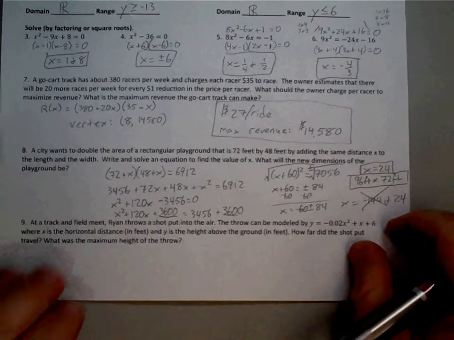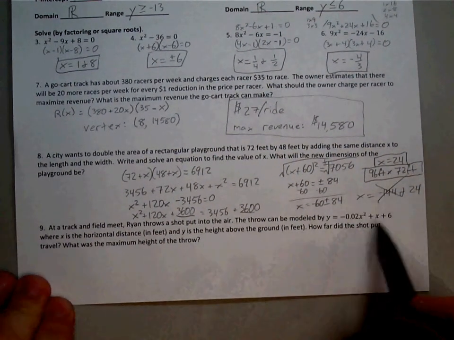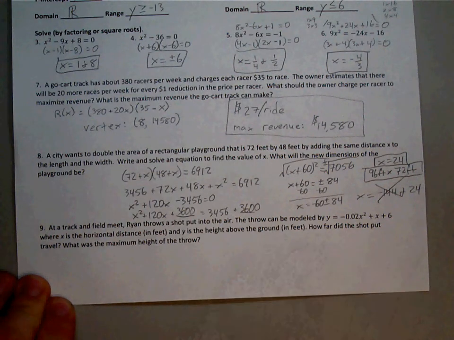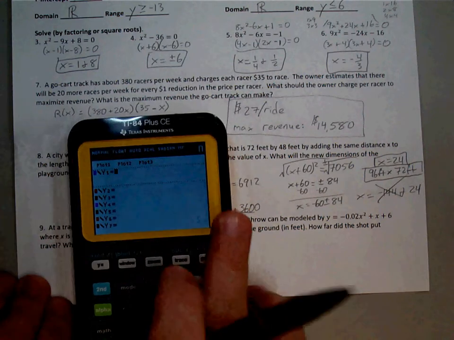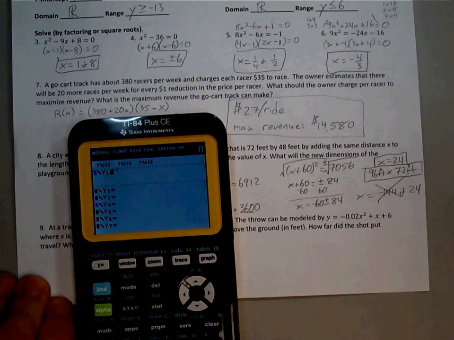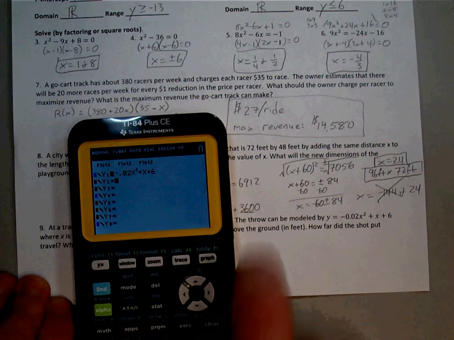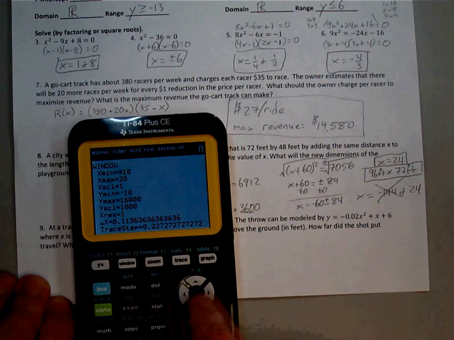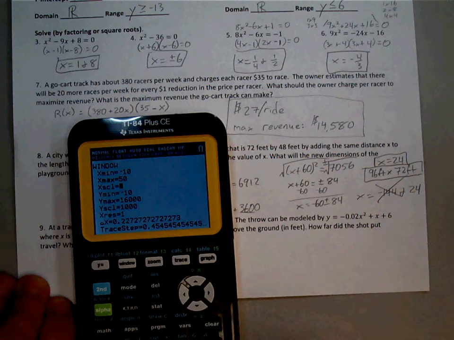Number 9. Shot put still in the air. We got the equation. Okay, how far did the shot put travel? Let's go ahead and graph this: negative 0.02 x squared plus x plus 6. We'll be able to change our window now probably quite a bit. We're talking a horizontal distance. I'm just going to guess 50 feet or something. I don't know how far he's going to throw it.